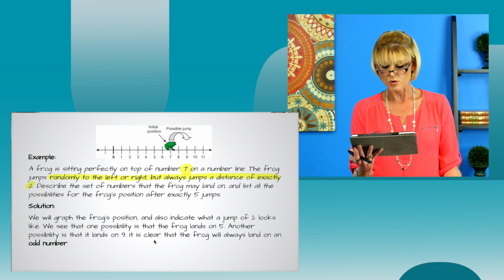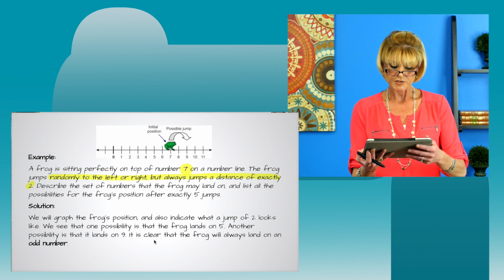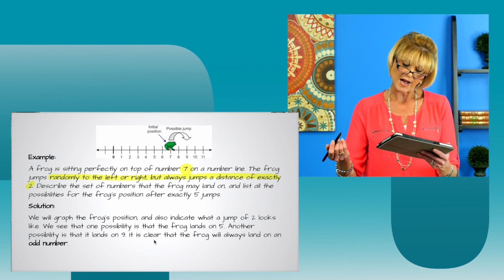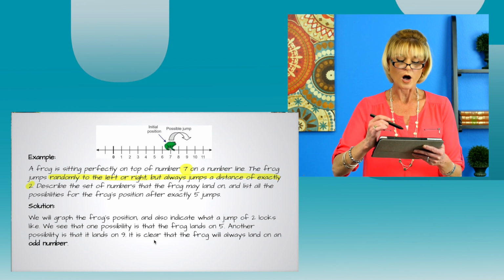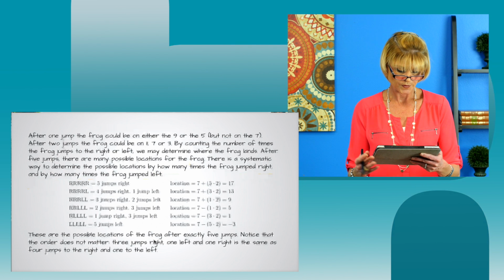So the solution to this problem is that we're going to graph the frog's position, and we're going to also indicate what a jump of 2 looks like. We see that one possibility is that the frog lands on 5. Another possibility is that it lands on 9. It's clear that the frog will always land, though, on an odd number.